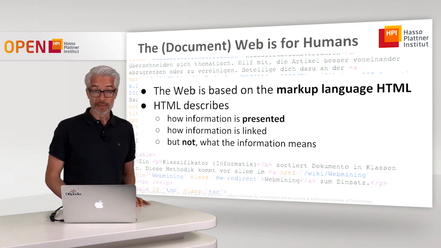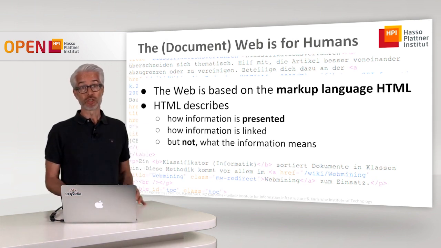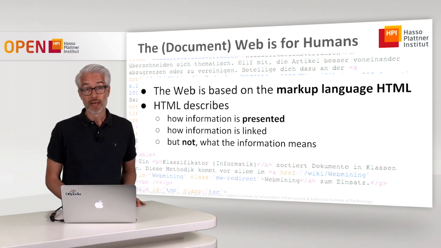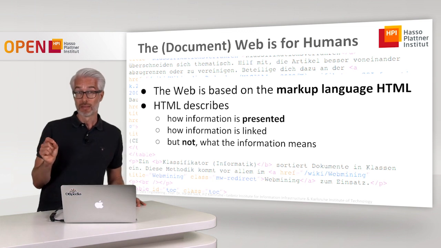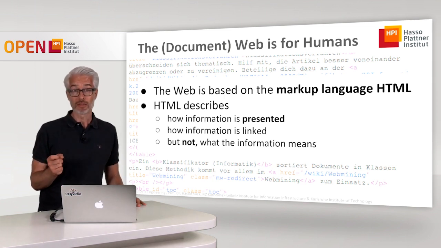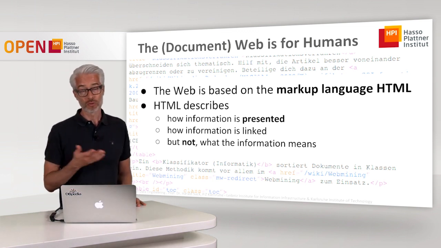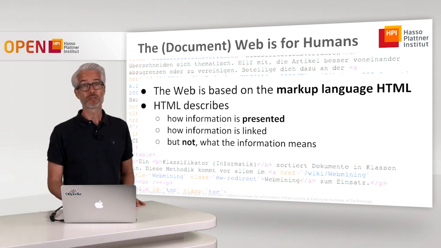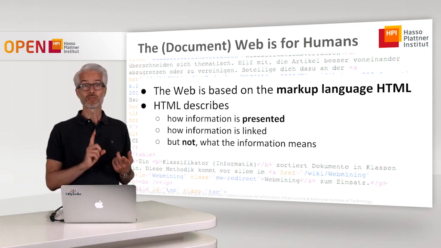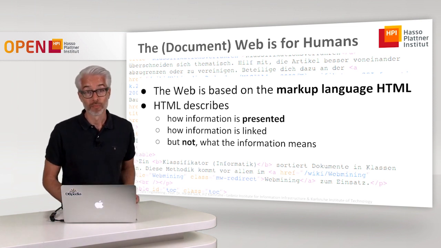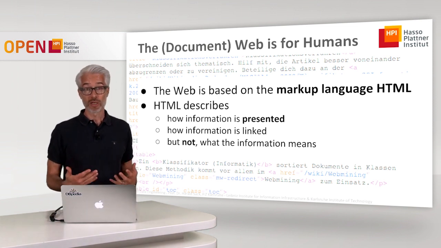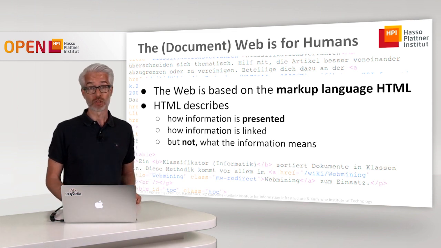HTML, as the main language in which the web is represented, has of course a drawback. The web, of course, is meant for humans, which means humans must be able to read it. Of course, you are looking in your browser and you are reading a document. So HTML describes how information is presented to the user. It describes how information is linked to other information, but it does not describe what the information really means.